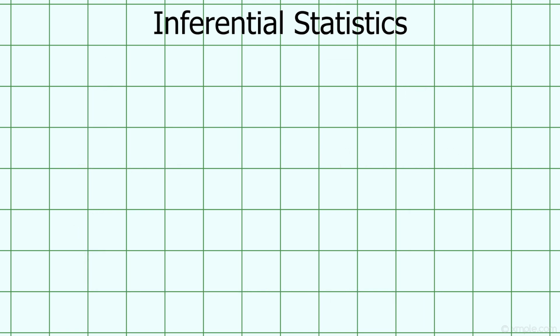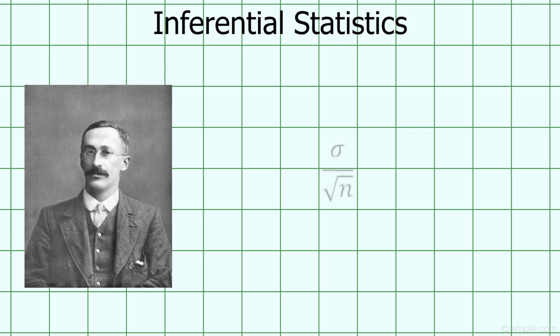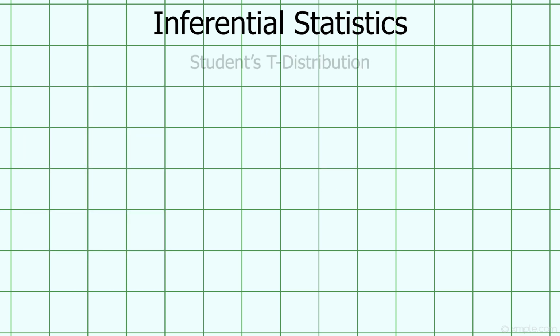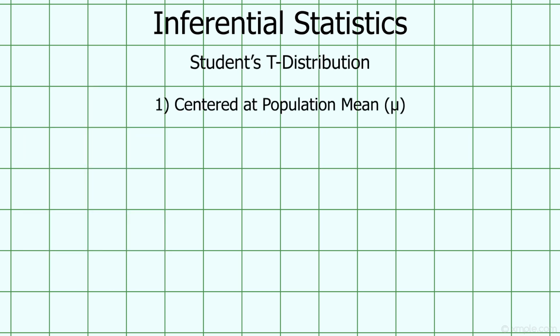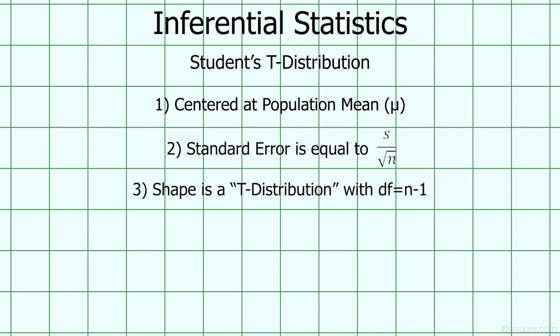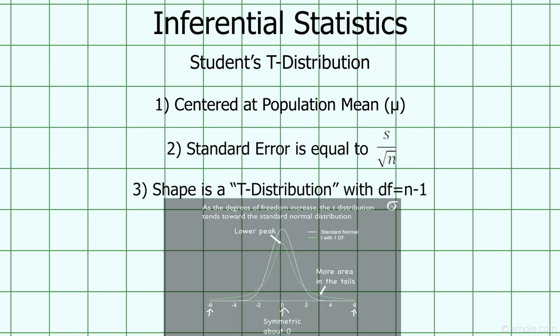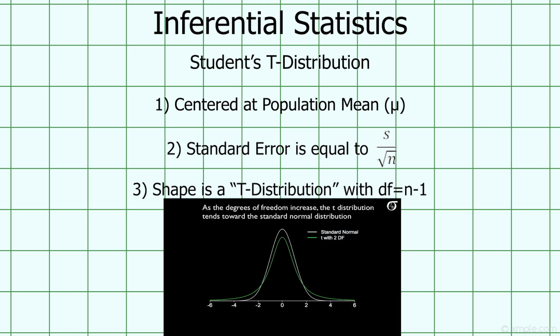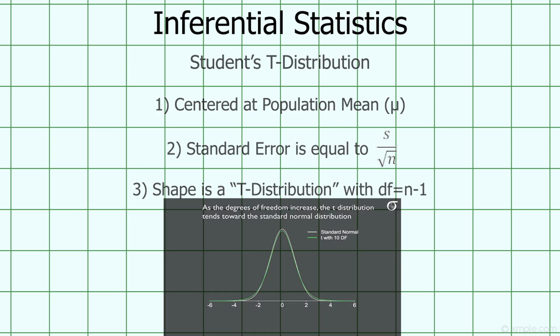But statistician William Gossett discovered a solution. Substitute the sample standard deviation for the population standard deviation. When we make this substitution, the sampling distribution is still centered on the population mean. The standard error is equal to the sample standard deviation over the square root of the sample size, and the sampling distribution takes a t-distribution with degrees of freedom equal to the sample size minus 1. The t-distribution is bell-shaped like the normal distribution, but has fatter tails and looks more and more like the normal distribution as the degrees of freedom increases.